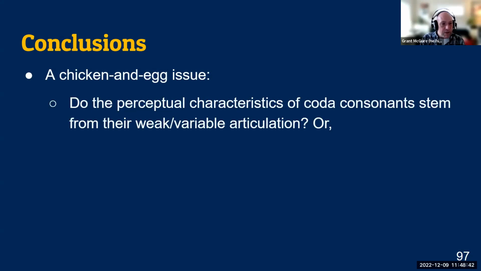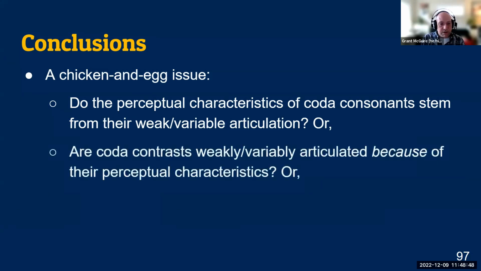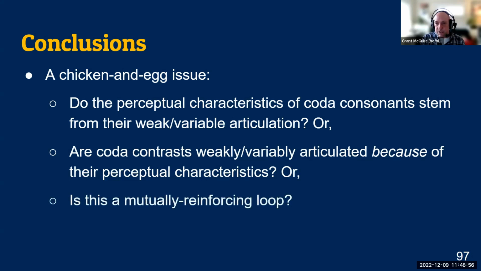Arguing a little more broadly, do the perceptual characteristics of coda consonants stem from their weak or variable articulation? Or are coda contrasts weakly and variably articulated because of their perceptual characteristics? Or do these just reinforce each other? Okay. Maybe some balance of trying to keep them separate, they're collapsing over time, and so basically a sort of constant chasing of the tail here.